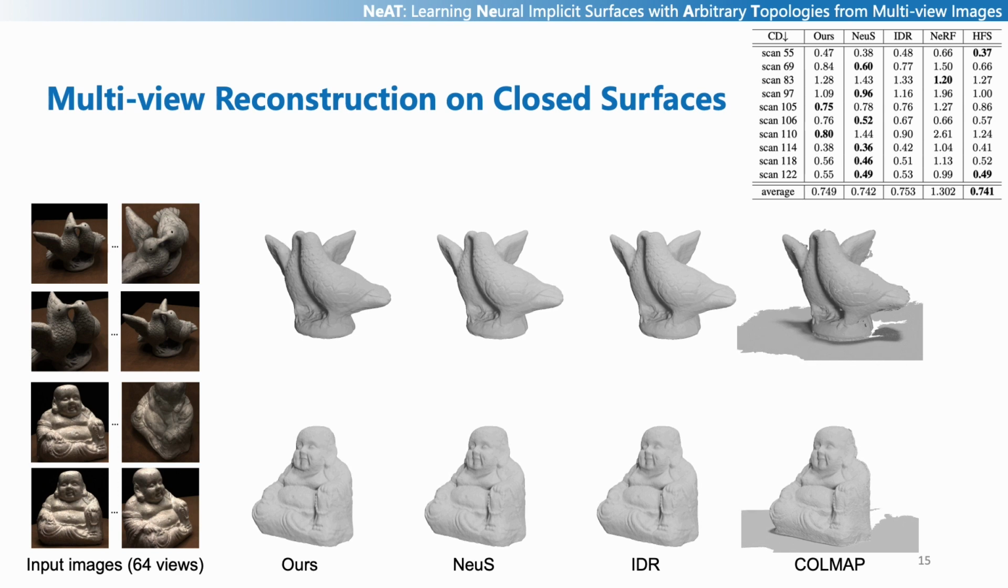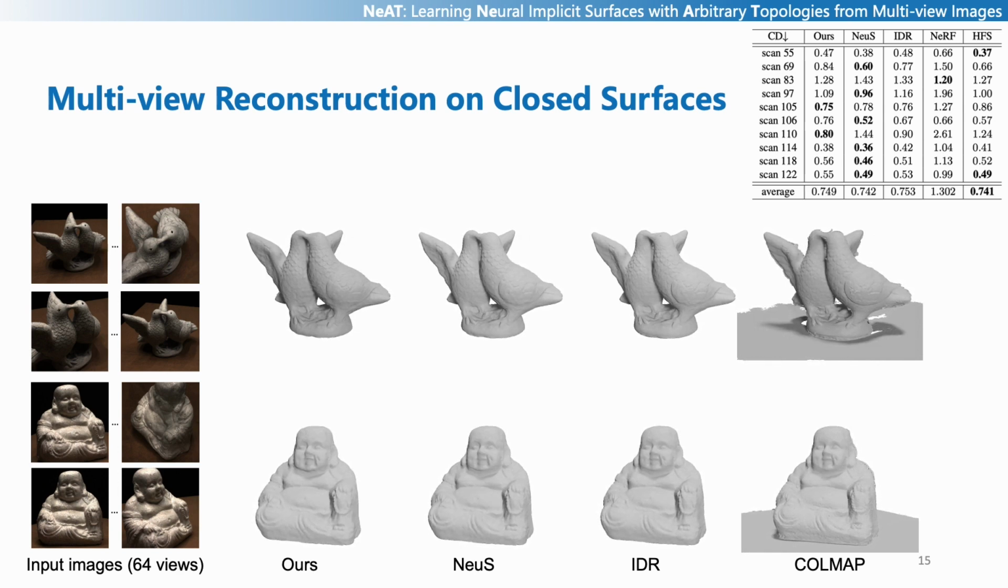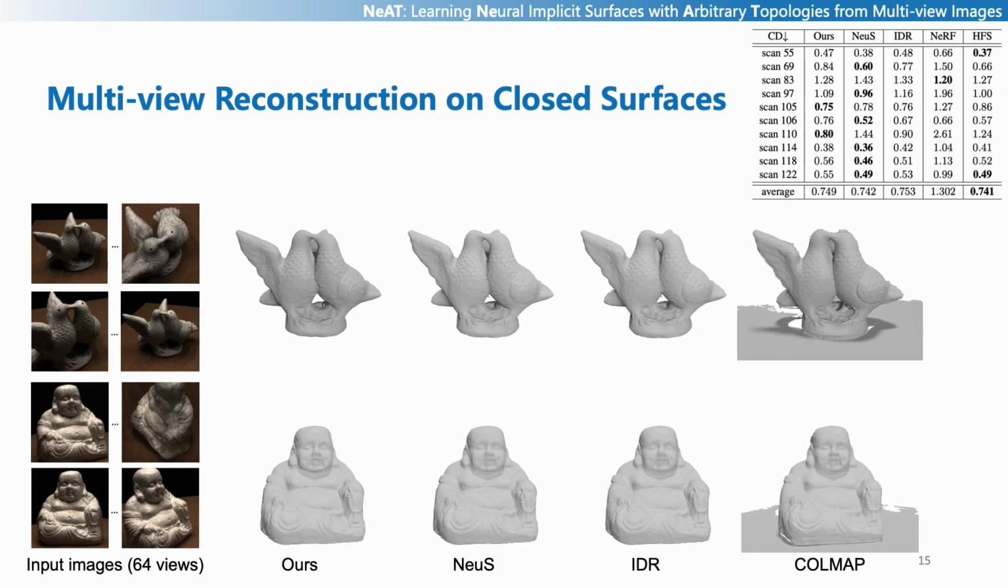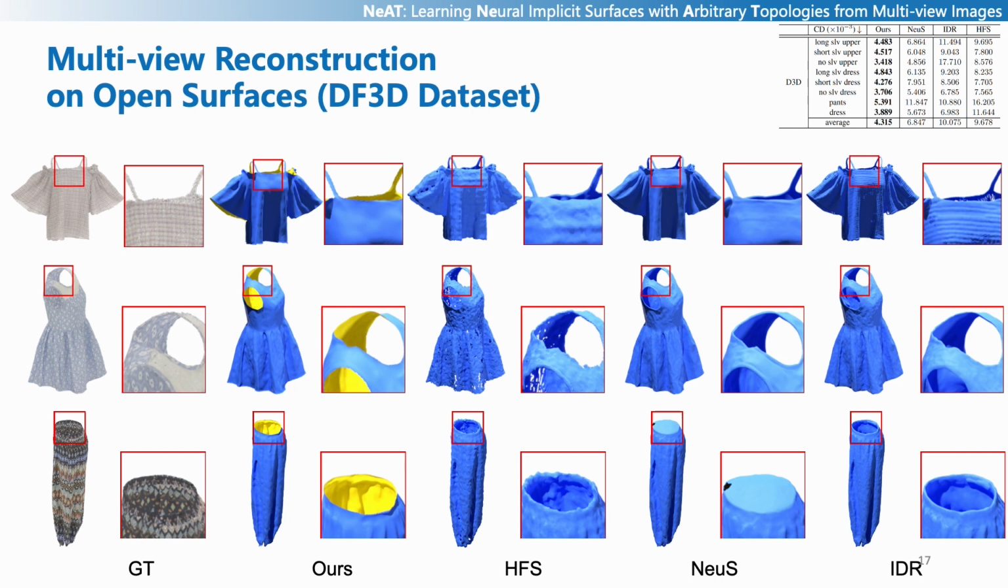We first conduct multi-view reconstruction for real-world watertight objects. The results reconstructed with our method show comparable quality compared with the state-of-the-art. Second, we reconstruct open surfaces from multi-view images. We run this experiment on the multi-garment NeAT dataset and DeepFashion3D dataset. NeAT generally provides lower numerical errors. Also, NeAT is able to reconstruct high-fidelity details with consistent normals like the thin straps of the tops.